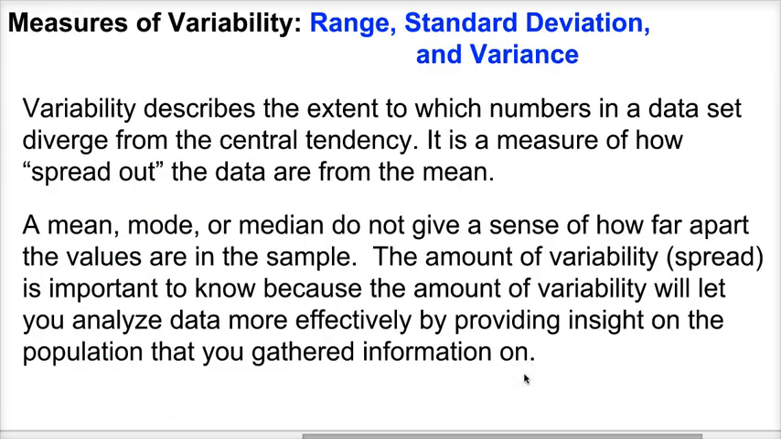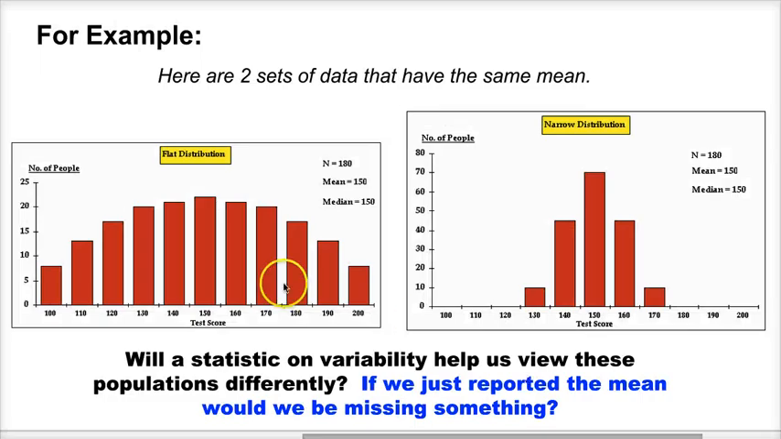Okay, now measures of variability. This is really getting to the most important pieces of this. We have range, standard deviation, and variance. Variability is very important. It describes the extent to which numbers in a data set diverge from central tendency. It's a measure of how spread out the data are from the mean. That's important. Okay, let me tell you what I'm talking about here.